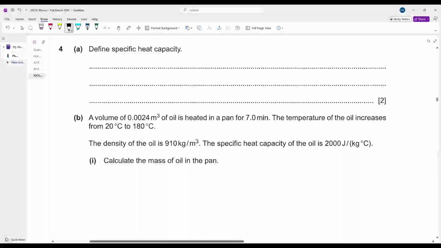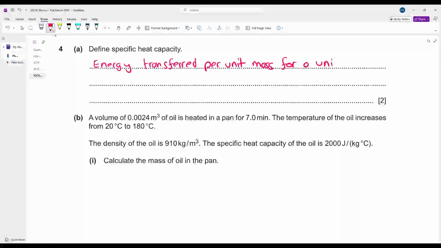Define a specific heat capacity. What is the definition of a specific heat capacity? Energy transferred per unit mass for a unit change in temperature. Energy transferred per unit mass for a unit change in temperature. Simple as that, nothing complicated here.